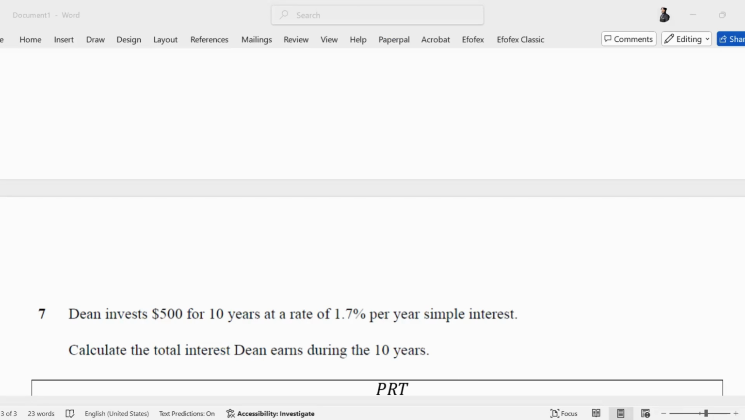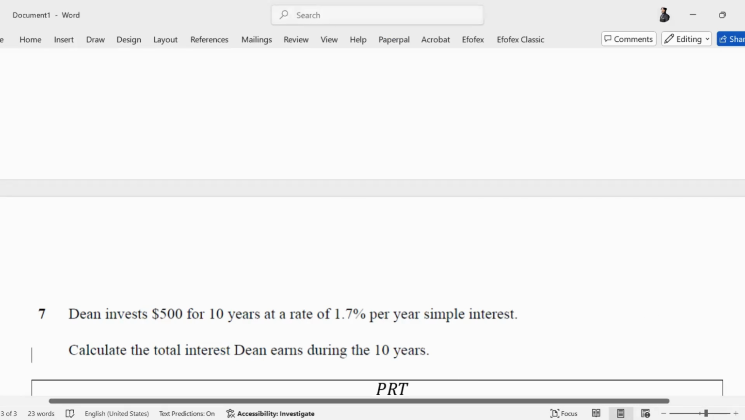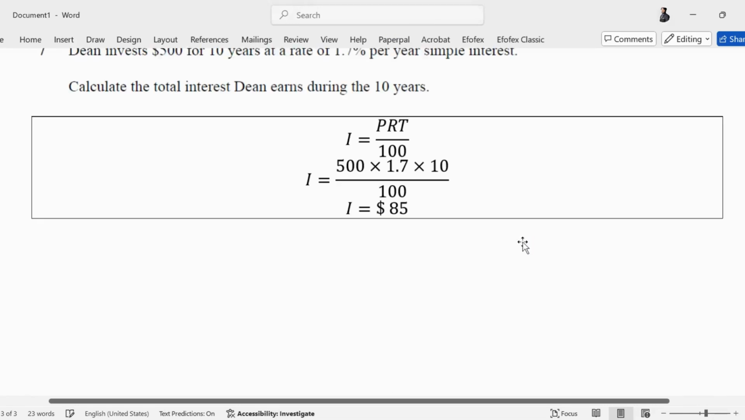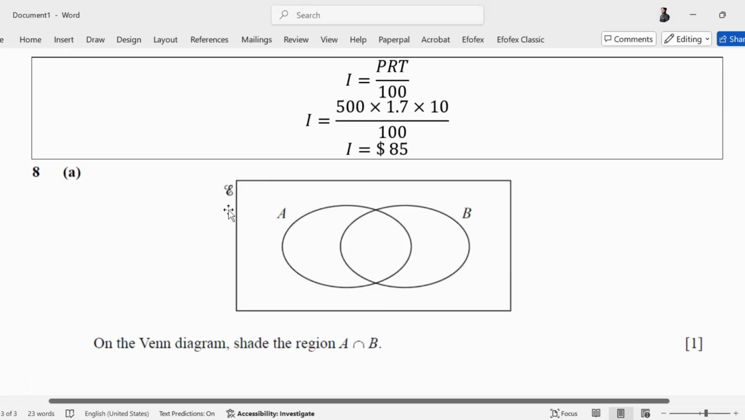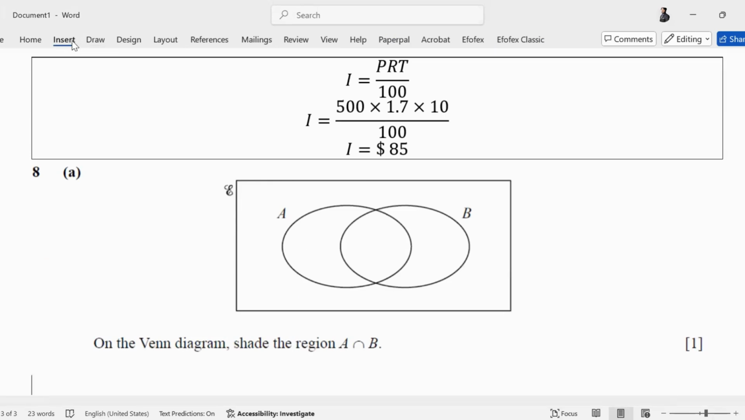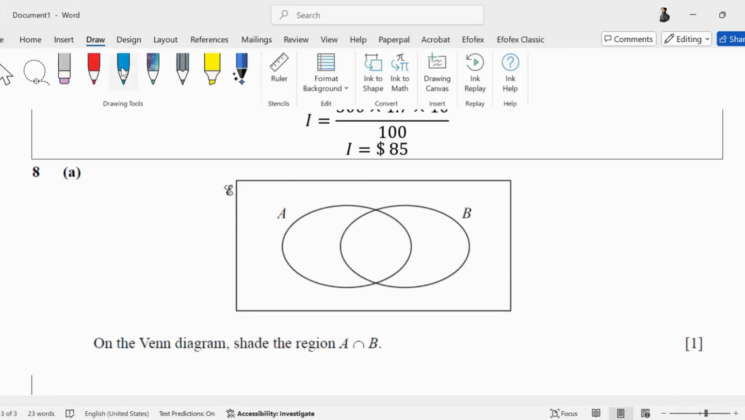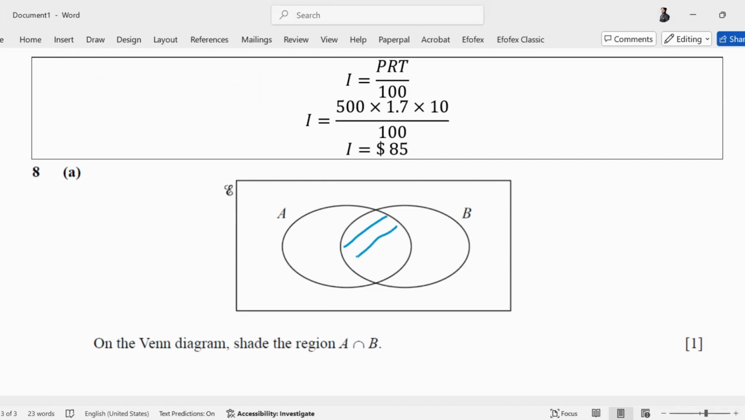Venn diagram. And the question is asking us to shade region A intersection B. That means which is a part of both A and B. This is the region that will be shaded for A intersection B.